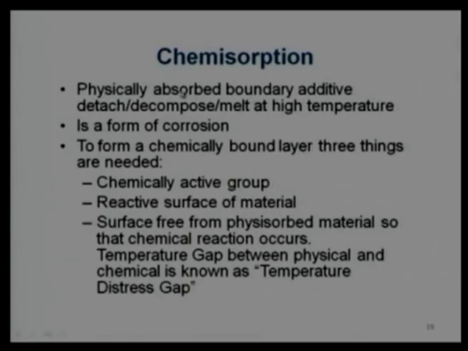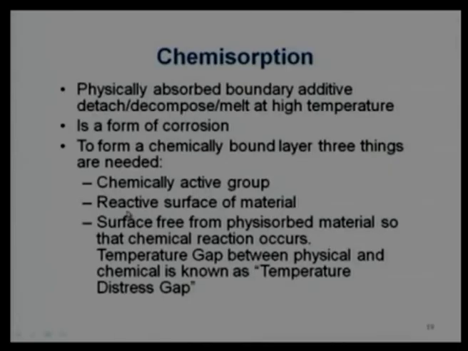So, to make this kind of boundary layer, what do we require? We require a chemically active group. It is something like chlorine, sulfur, phosphorus, they are chemically active. If you leave these chemicals along with the metals, they will make some chemical reagent on the metal surface, which will have a low coefficient of friction and low wear rate compared to the metal surface itself. So, this is a chemical active group.